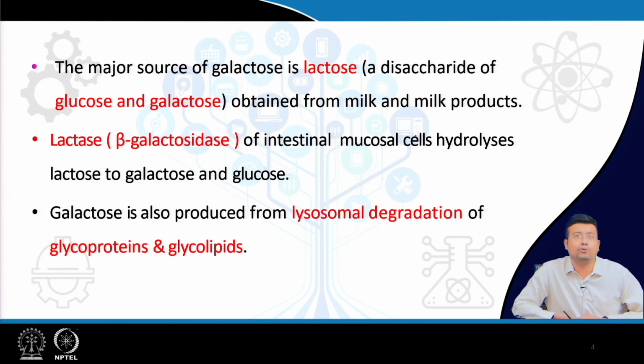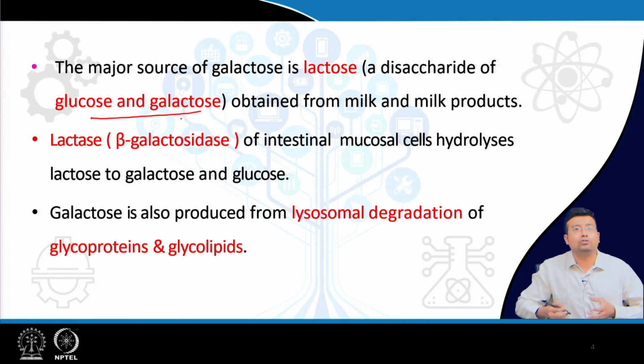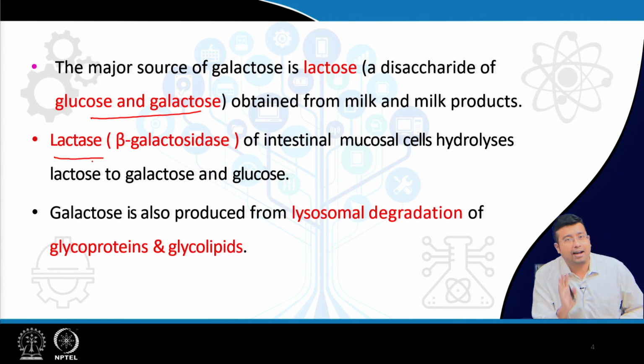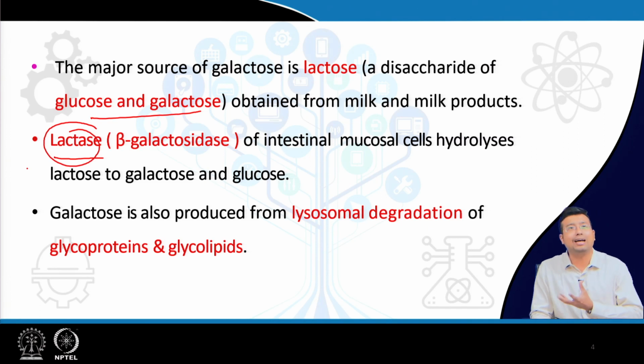So, the major source of galactose is lactose. Okay. So, lactose is a disaccharide that is composed of glucose and galactose, and the primary source is milk and milk product, that is dairy products. So, who breaks down this lactose? That is lactase. Again, during the class on digestion absorption of carbohydrate, I told you the deficiency of lactase enzyme leads to a disease known as lactose intolerance, right.